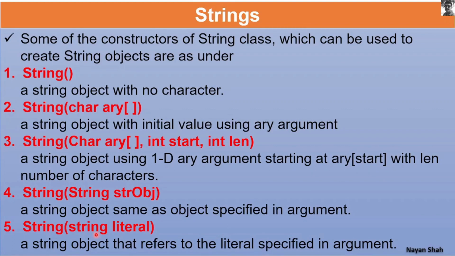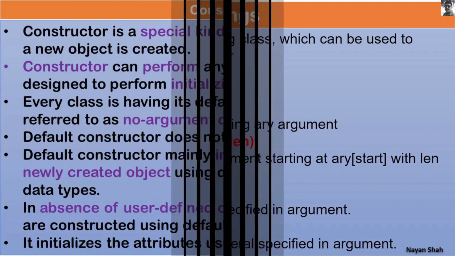Now let us see the five different methods given in the textbook to create a string object. The textbook has given five different methods for creating string objects. Let us see that. Some of the constructors of the String class. So they are constructors of the String class. Again, let me take you back to chapter 8 and let us revise what constructors are.